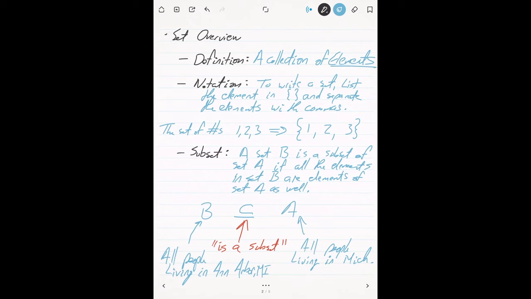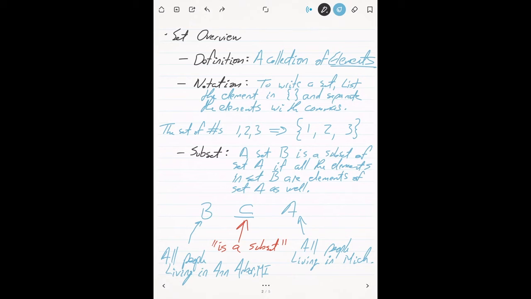Okay? So the set of all people living in Ann Arbor, Michigan is a subset or a subcategory of all the people living in Michigan. Think of it almost like if you worked at a department store or a retail shop. Let's say you had the list of all graphic t-shirts. A subset of that might be all graphic t-shirts that are also blue.